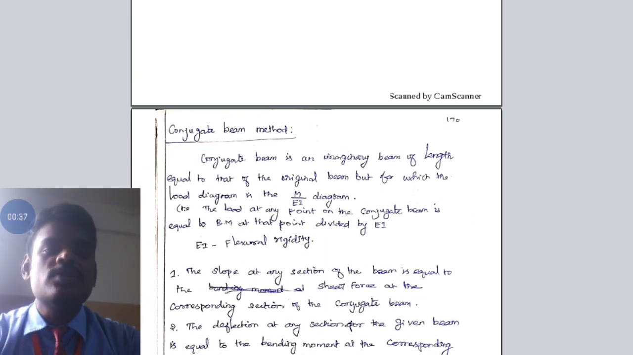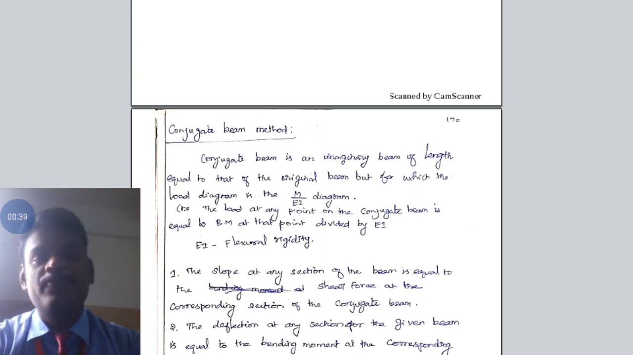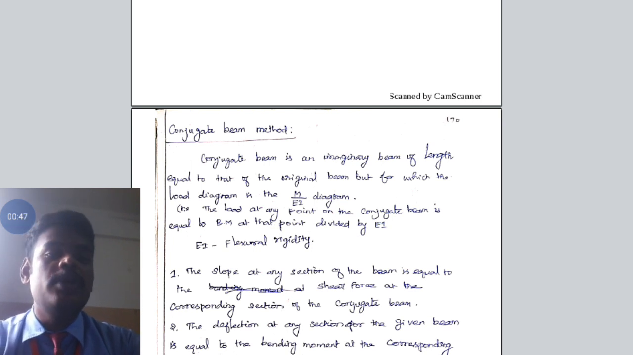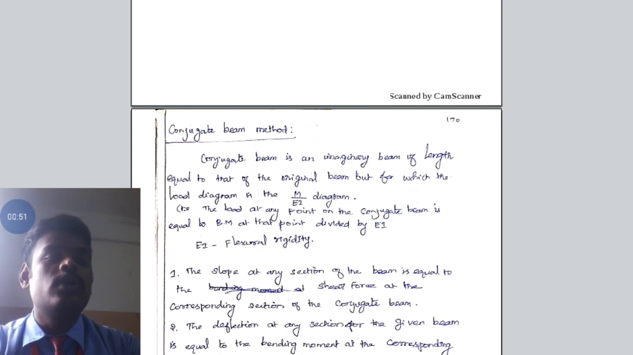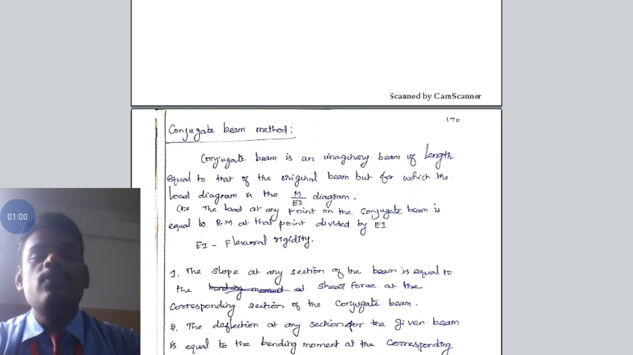First we are going to discuss what is meant by a conjugate beam. The conjugate beam is an imaginary beam whose length is equal to the original length of the beam, and the loading value of this conjugate beam is equal to the M by EI values of the original beam. Once we know the original beam's length and the load acting on the structure, we can easily find the bending moment of that particular beam.